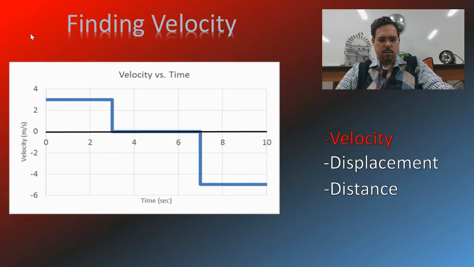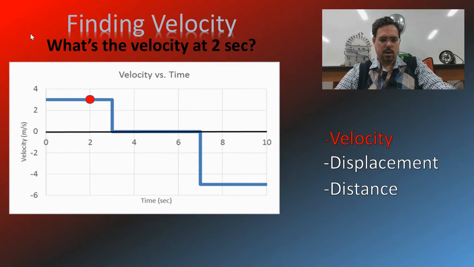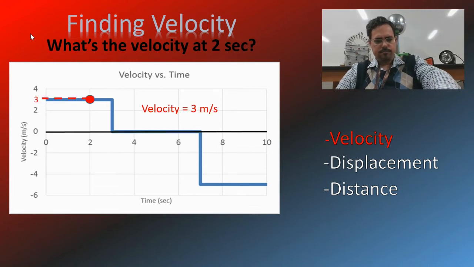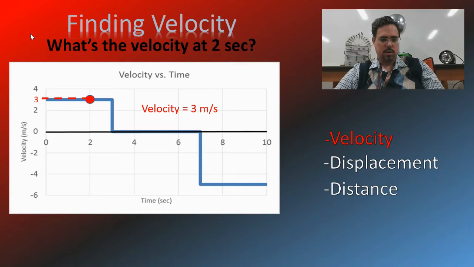So let's talk about how to find the velocity first. For instance, if you want the velocity at 2 seconds, you'll find 2 seconds on the graph by looking at the horizontal axis and finding 2. Then find what point that is on the line, and then find out where that is on the vertical axis. In this case, it's 3, because it's halfway in between 2 and 4, and halfway in between 2 and 4 is 3. So the velocity is 3 at this point.